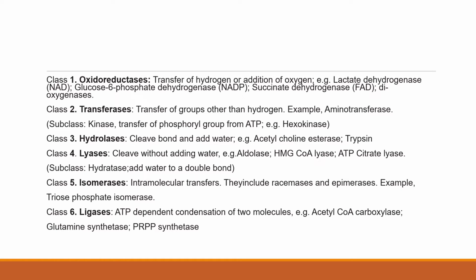Number 5, isomerase. So the racemases and the epimerases, for example triose phosphate isomerase. This was the given example earlier. And then for ligases, ATP dependent. So that means it's required to utilize ATP. An example that we had was acetyl coenzyme A carboxylase, and additionally we have glutamine synthetase and PRPP synthetase. So those are the examples of enzymes that belong to each type, class 1 to class 6.